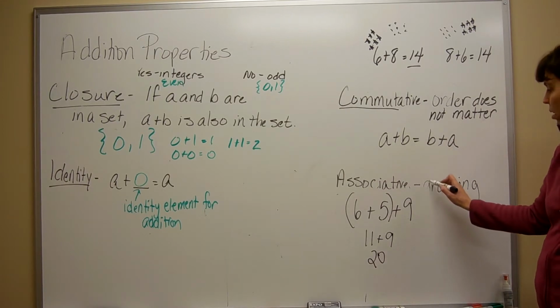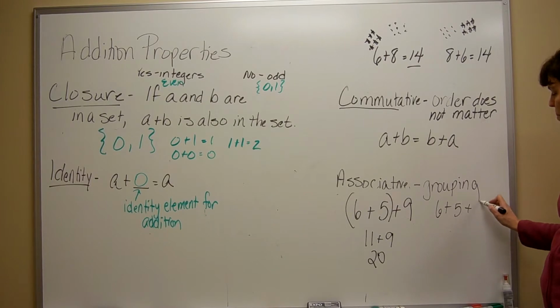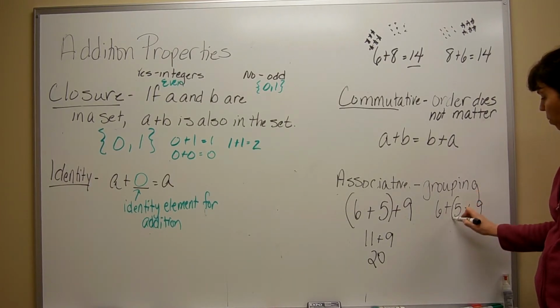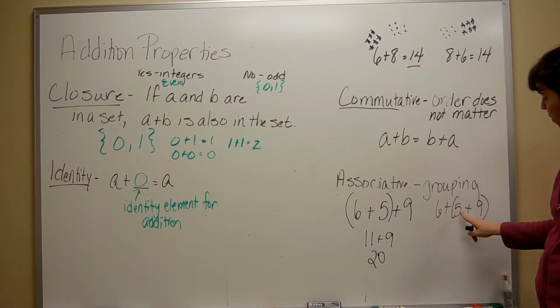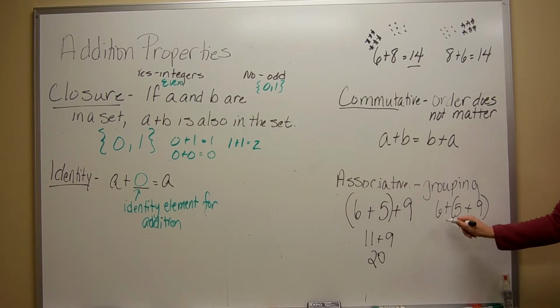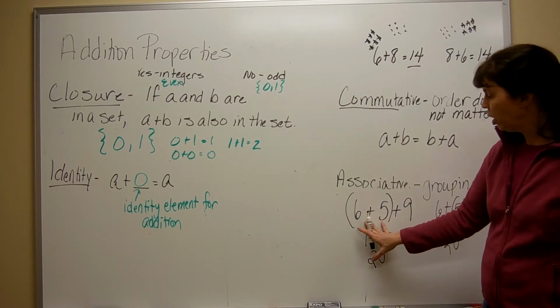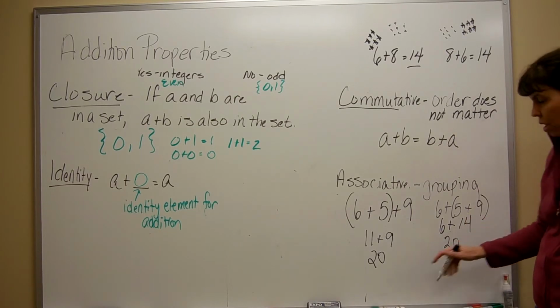Now over here, if I had switched that grouping order, notice the numbers stay exactly the same order. The numbers don't switch. What switches is which do I pair up together first. So if I pair the 5 and the 9 together first, I get 14. And then when I put that with the 6, well, 6 plus 14 is 20. So again, it didn't matter which I grouped together first. I ended up with the same result.